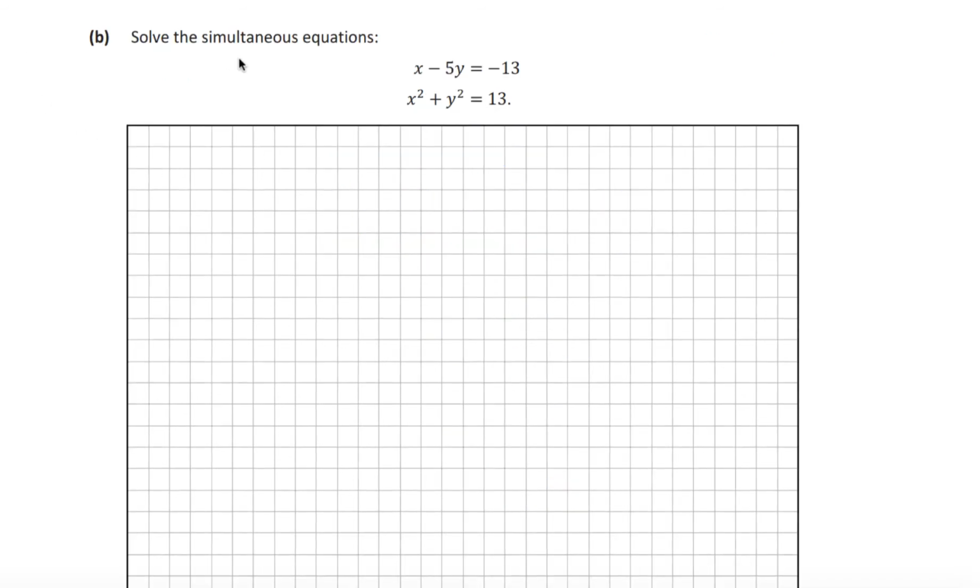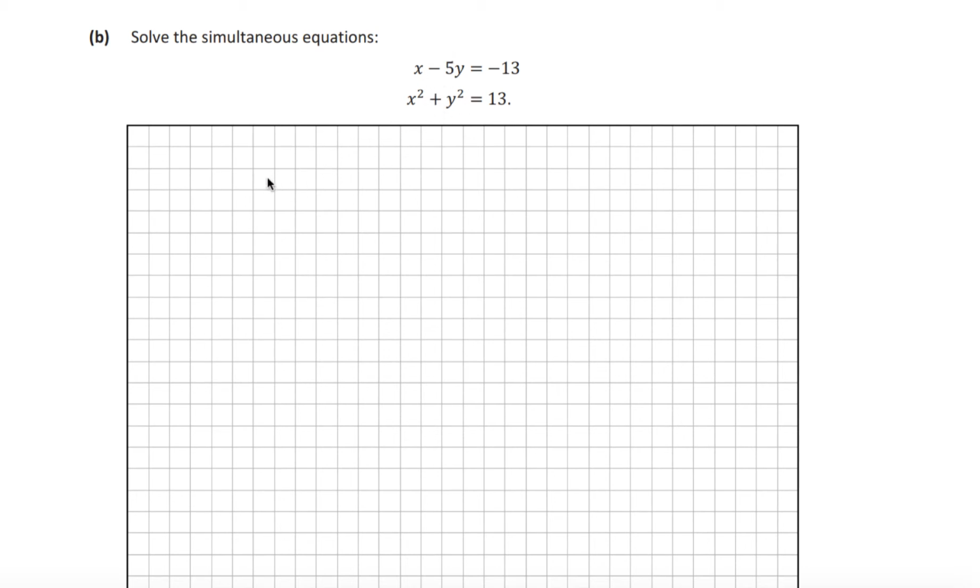Part B, it says solve the simultaneous equations. x minus 5y is equal to minus 13, and x squared plus y squared is equal to 13. Now the elimination method won't work here because you have an x term and an x squared term, and then a y term and a y squared term. You're not going to be able to eliminate them. So we're going to use the substitution method.